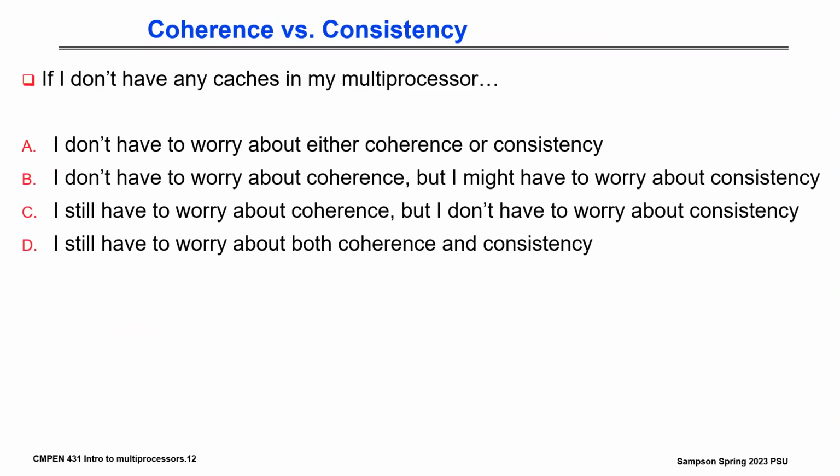Okay. All right, so based on what I've told you so far about coherence and consistency, our coherence issues here are that we have these multiple caches and we want to agree on values.